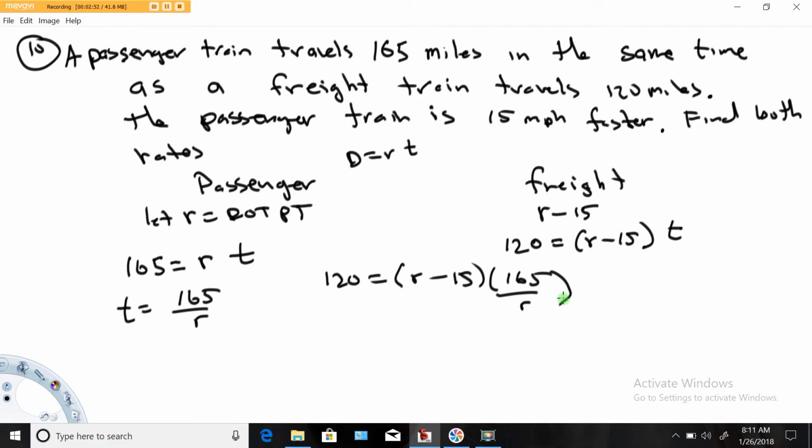Now, our equation has a fraction, which is fine. I'm going to use the standard approach to get rid of fractions. We can get rid of the fraction by multiplying both sides by r. Again, if you do one side, you have to do the other. On the right, these are going to reduce. New line: 120r equals. This 165, let's distribute it, so this term is going to be 165r minus, and I'll calculate that other term. 165 times 15, I got 2475.